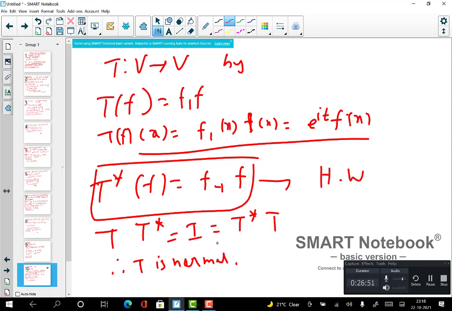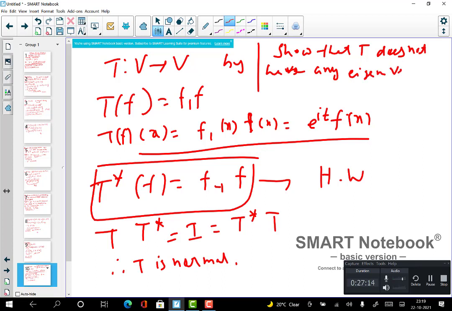Okay, so T is normal, but one can easily show that T does not have any eigenvectors. Okay, this is homework. And obviously you can show that the existence of an eigenvector will contradict the fact that the set S is orthonormal. I mean, they are linearly independent. Orthonormal is more than linearly independent. But if there is an eigenvector, then the set S becomes a linearly dependent set. That is a contradiction.